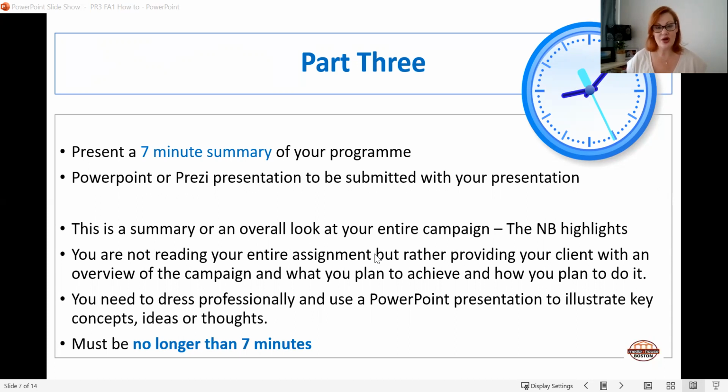And then we're going to go and look at your detailed 7-step plan, and we're going to see the expanded information and messages. So you are not reading your entire 7-step plan to us. You are basically providing the client with an overview of your campaign and what you have planned to achieve and how you plan to do it.